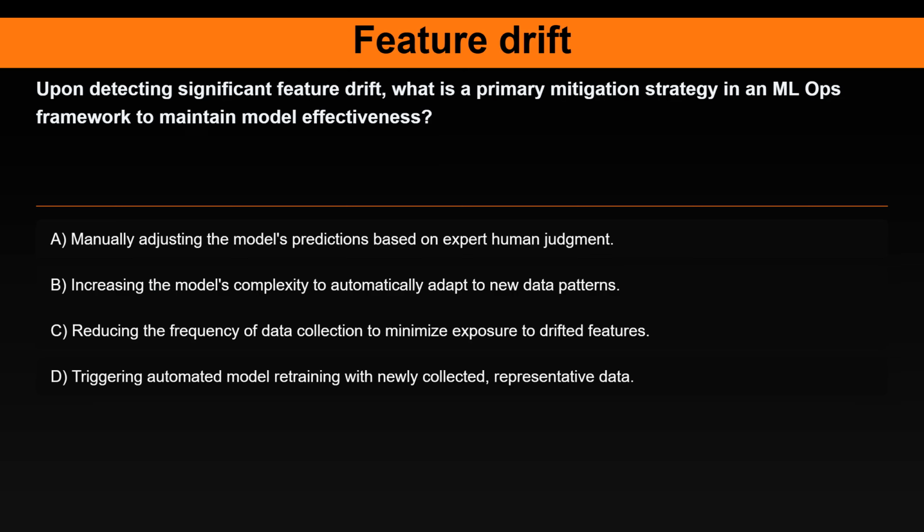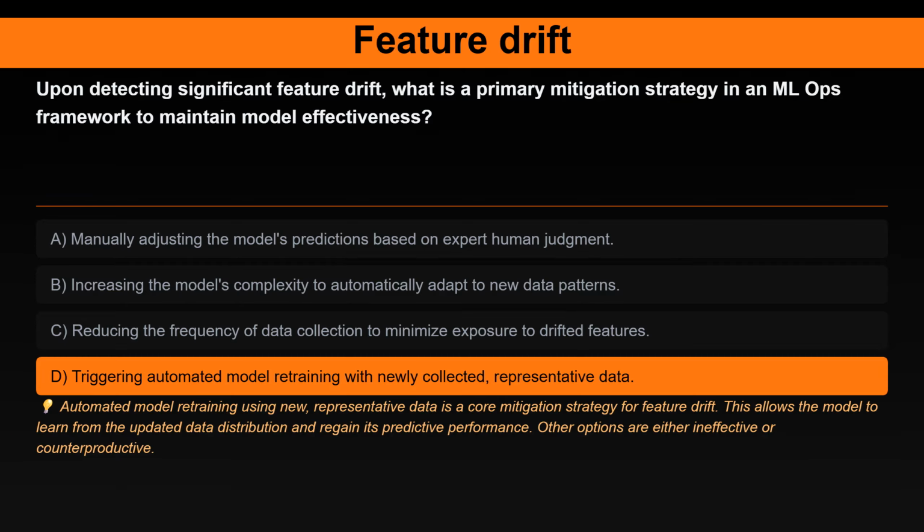Question 30. Upon detecting significant feature drift, what is a primary mitigation strategy in an MLOps framework to maintain model effectiveness? Option A, manually adjusting the model's predictions based on expert human judgment. Option B, increasing the model's complexity to automatically adapt to new data patterns. Option C, reducing the frequency of data collection to minimize exposure to drifted features. Option D, triggering automated model retraining with newly collected, representative data.